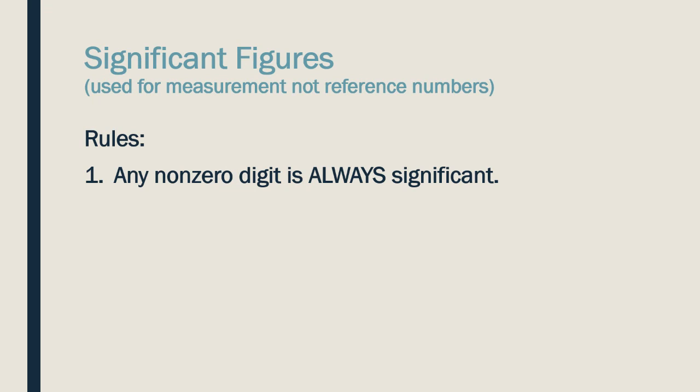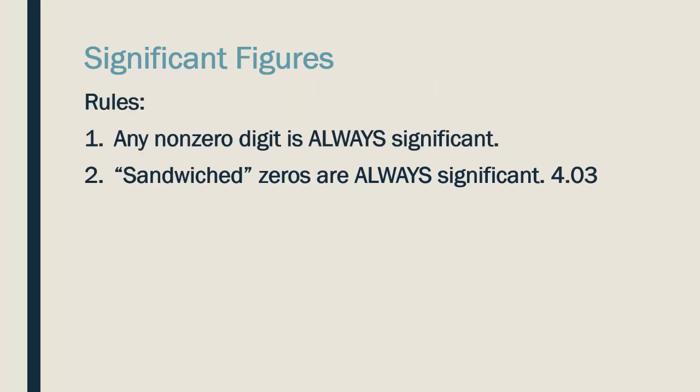So 1, 2, 3, 4, 5, 6, 7, 8, 9. All those digits are not 0, so therefore they're considered significant. A sandwiched 0 will always be significant. So here we have a non-zero number, a non-zero number, and there's a 0 sandwiched in between. So that is still significant, even though it's a 0, because it's between 2 significant numbers.